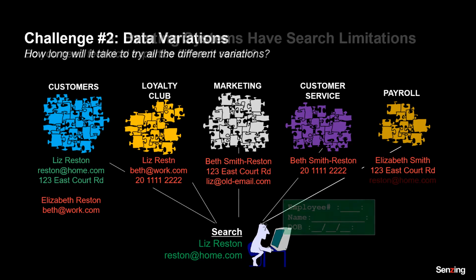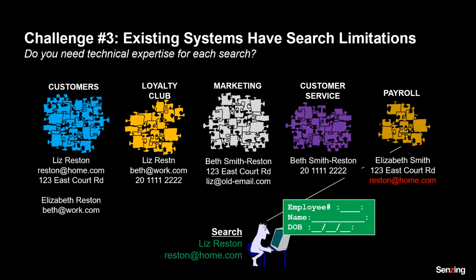Challenge number 3 is frequently overlooked. Existing systems have search limitations. Even if HR systems, such as payroll, did have the same email address, it wouldn't matter. Payroll systems don't typically allow users to search for email or street address. They only allow search on fields such as employee number, name, date of birth, and maybe a national ID.